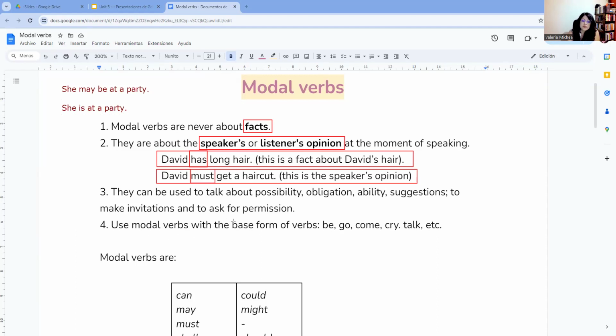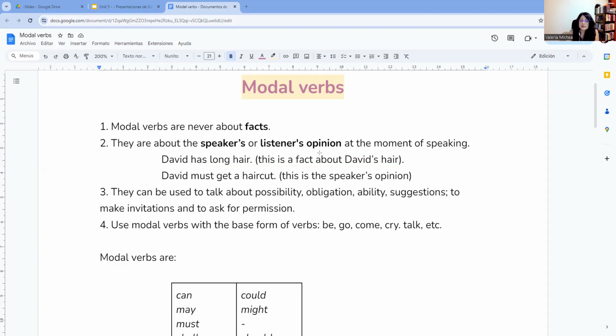So use modal verbs with the base form of other verbs like be, go, come, cry, talk, etc. The base form means that it is not the infinitive, not the gerund, not any conjugation. The base form is necessary here. And there we are. So these are like general rules about modal verbs. Do we have any questions or comments about this?